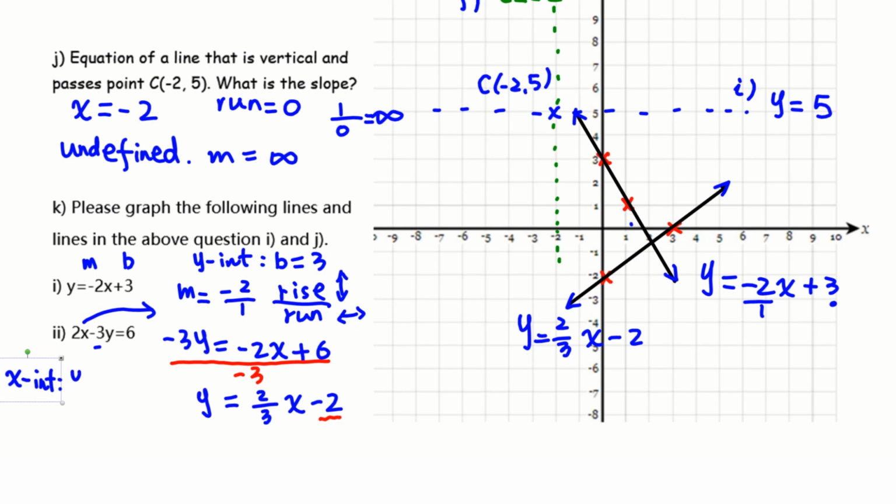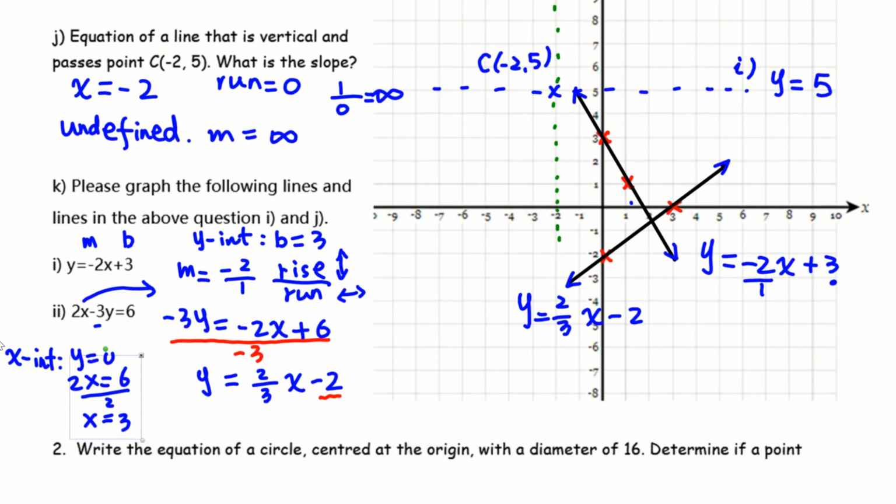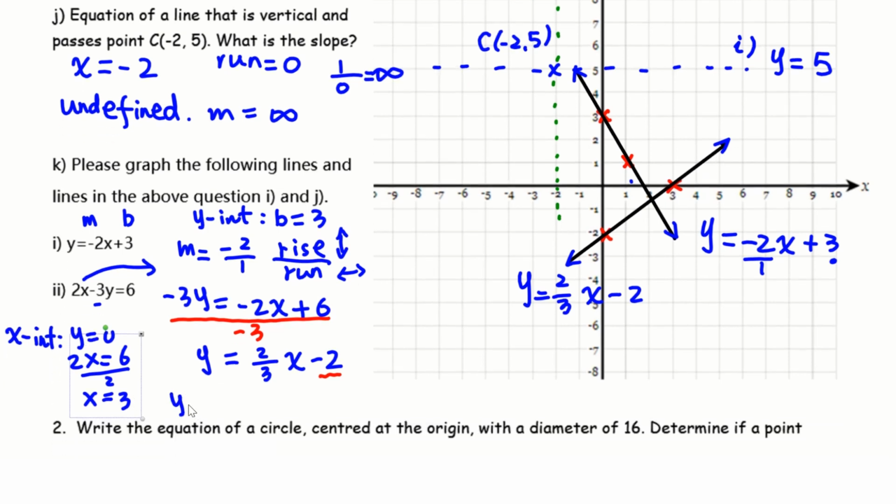X-intercept means y equals 0, so the y is gone. You have 2x equals 6. You have x equals 3. That is a point on this graph, and also for the y-intercept.